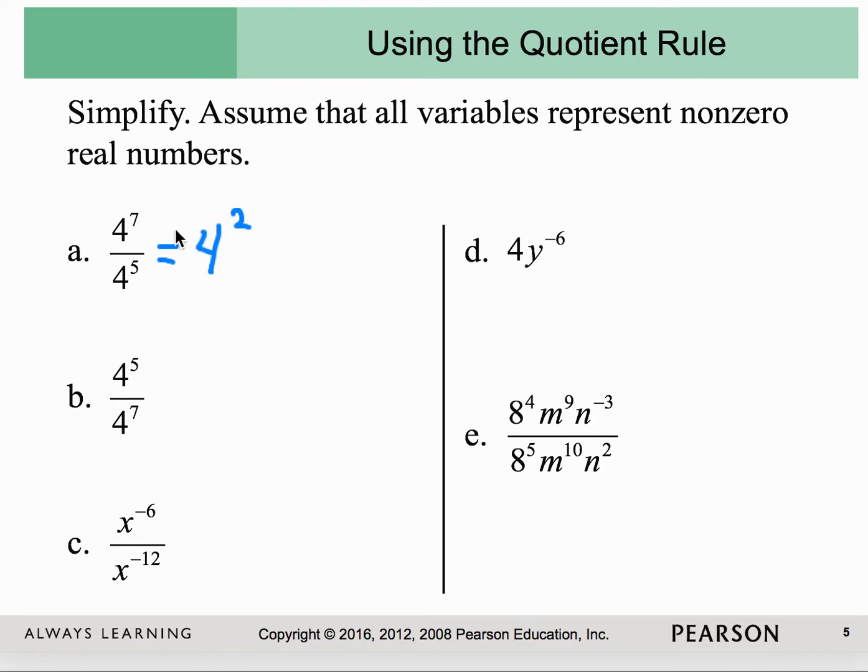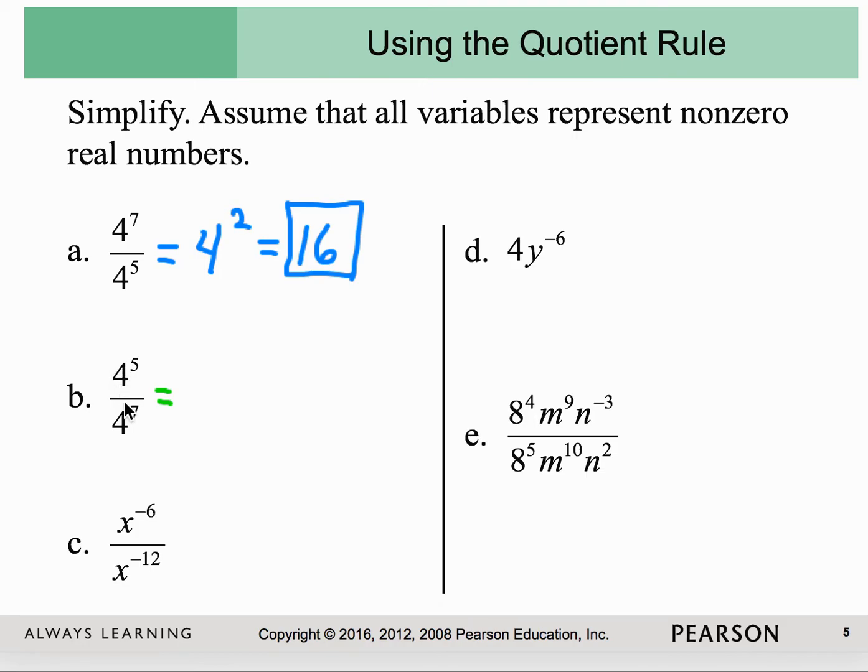Notice that's my rule for quotients: 7 minus 5 is 2. But if I just think about what's going on with that, it's really beneficial. Because look at this. If I used my rule and said 5 minus 7, I'm going to get negative 2. So I would have a 4 to the negative 2, and then I've got to get rid of the negative exponent.